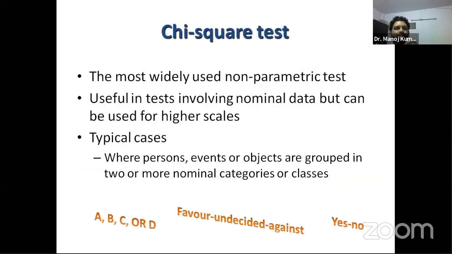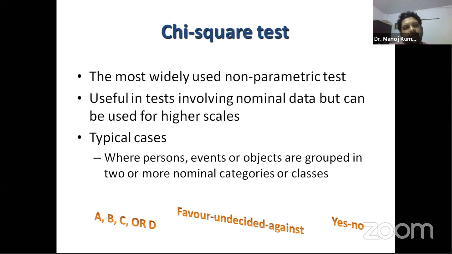It is the most common test used for nominal and ordinal data, called the chi-square test, and it is used for categorical data. It means that the data must be in the form of nominal and ordinal, and then you will use the chi-square test.